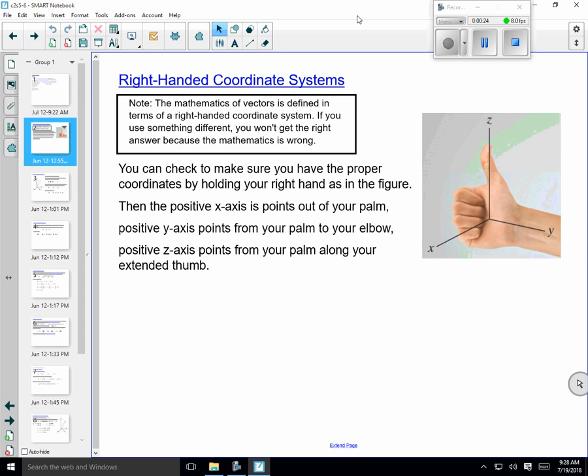First thing to note in 3 dimensions is we have to have a right-handed coordinate system. The reason is that all the mathematics of vectors is defined in terms of right-handed coordinate systems, so you have to make sure you have a right-handed coordinate system. I'm not going to go into detail about all this. Look at the picture, read what the words say there, check your coordinate system.